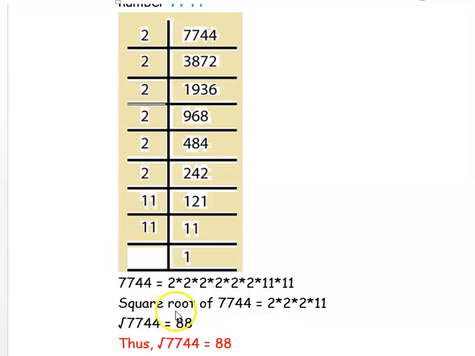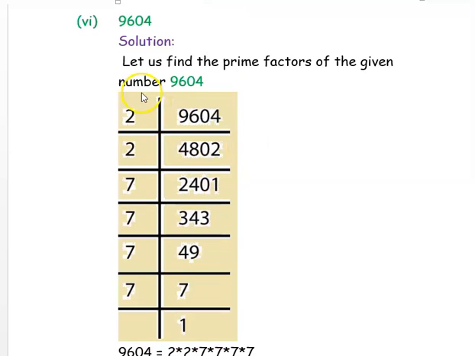So the next step is the square root of 7744. You have to pair it and write it only once. Here we have six 2's, so I am writing it only 3 times, 1, 2, 3, and 11 I am going to write 1 time. If you multiply all these, 2 into 2 is 4, 4 into 2 is 8, 8 into 11 is 88. So the square root of 7744 is 88.